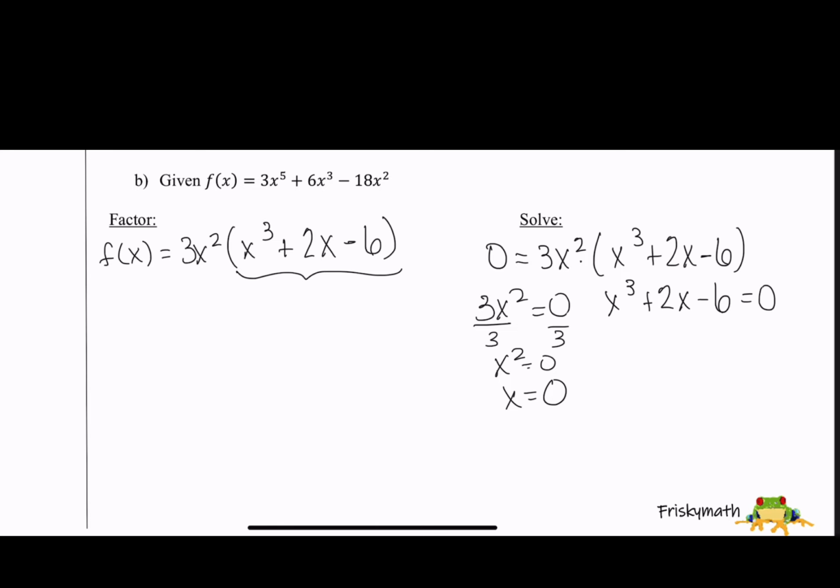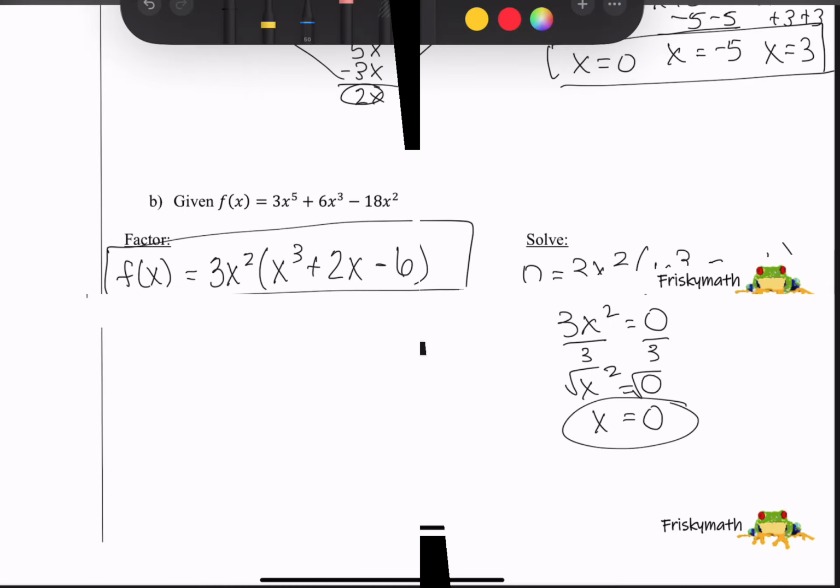I probably already knew that because that was also my constant, so that was going to be my y-intercept. I also know some things about this graph. I know that it's an x to the fifth. It's got a positive leading coefficient, so I do know that it will be down on the left and up on the right and go through the origin. But we don't know enough, once again, to find all my roots. We will get to that.